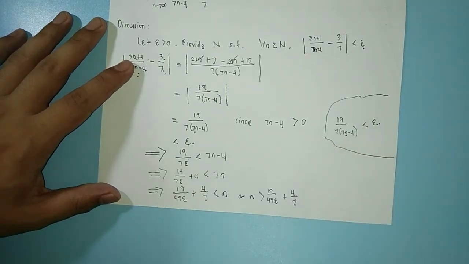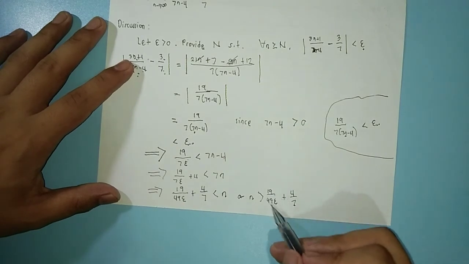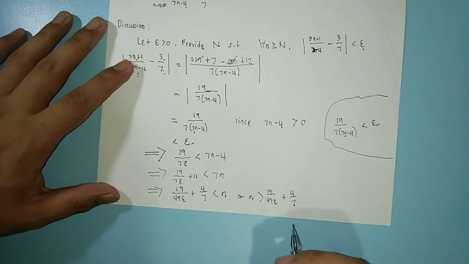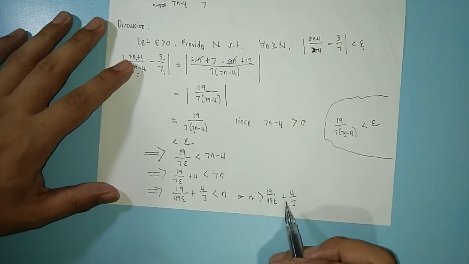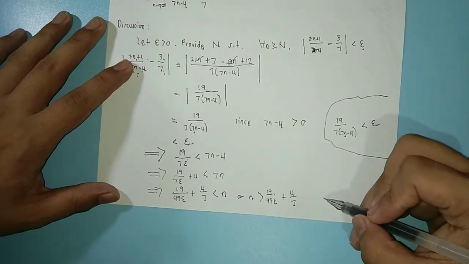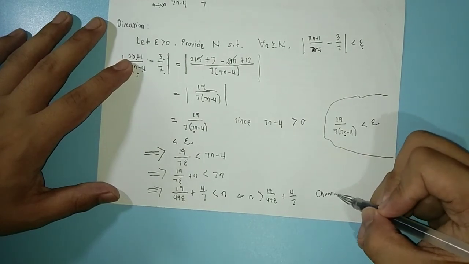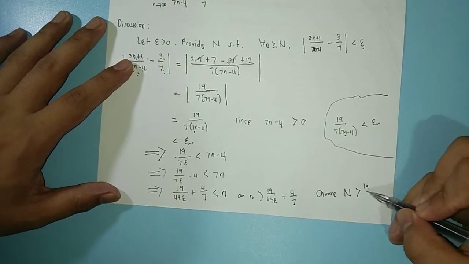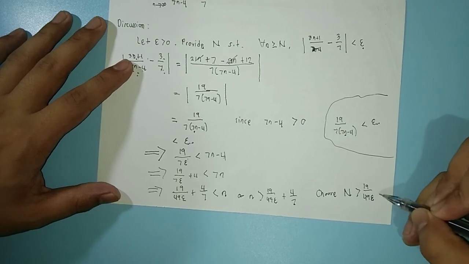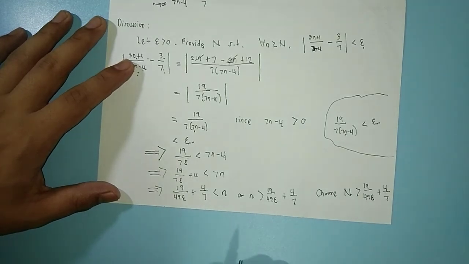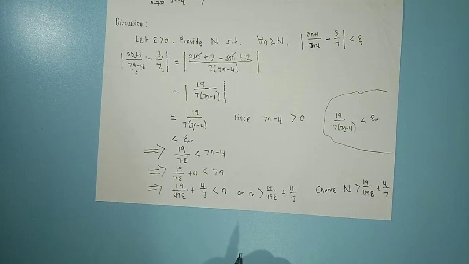Okay? So by Archimedean property, this is a real number. So pwede akong makakita or makakakita talaga ako ng natural number na greater than this real number. And let's say yung natural number na yon ay large N. So choose large N to be greater than 19 over 49 epsilon plus 4 over 7 by Archimedean property. So, punta tayo sa proof.